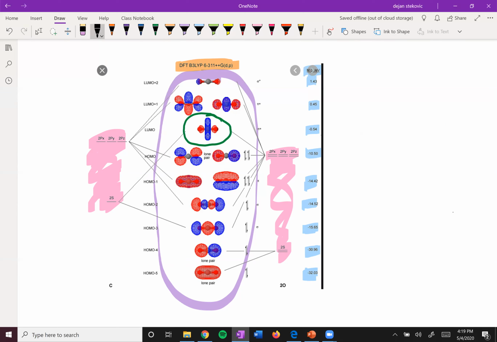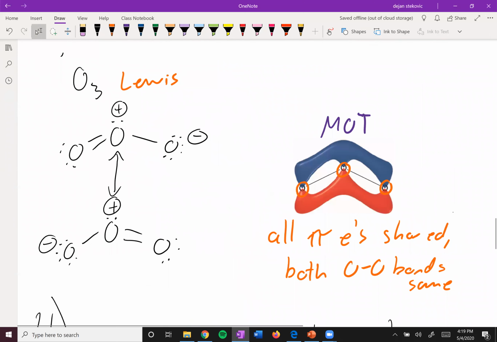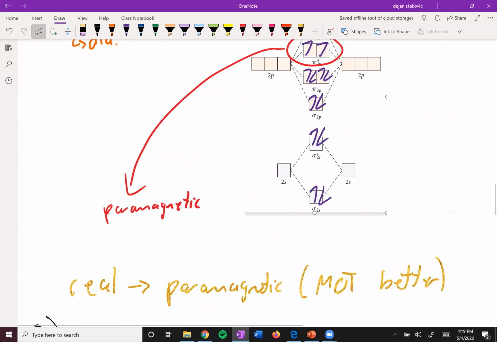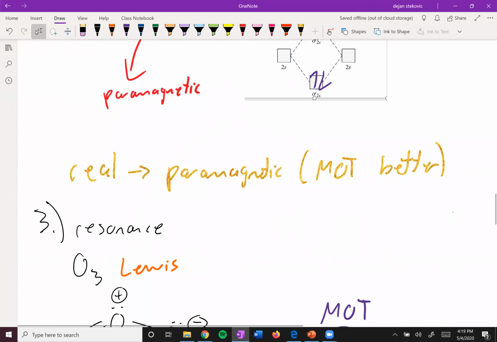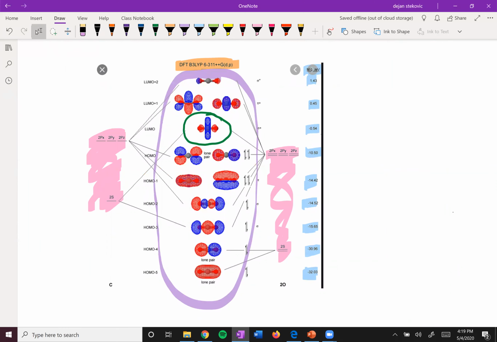But all of this is way beyond the scope of this class. Pretty much all you'll be asked to do here is to fill in molecular orbital diagrams and tell me the bond order and whether it's paramagnetic or diamagnetic. And so that's it.